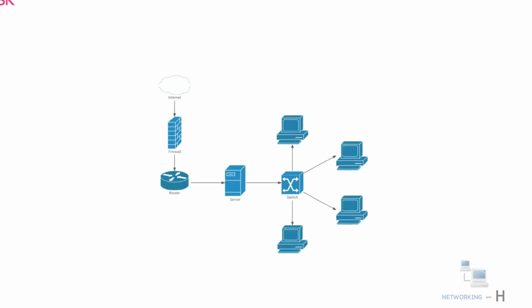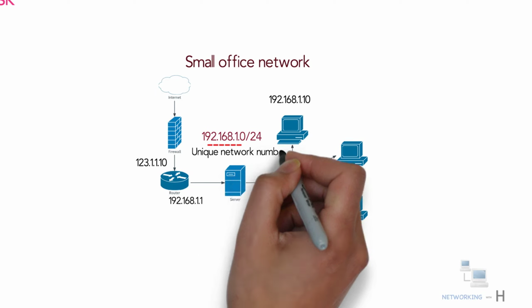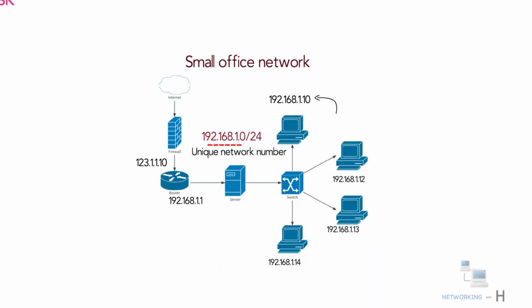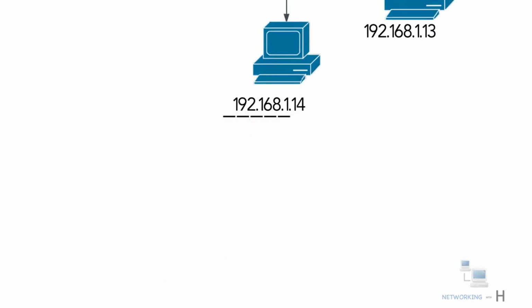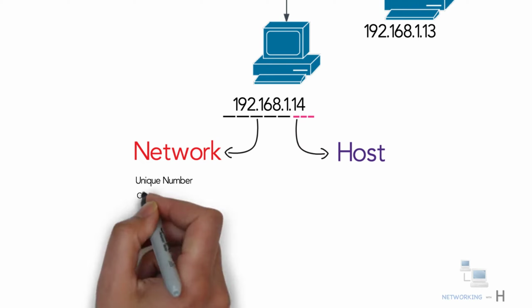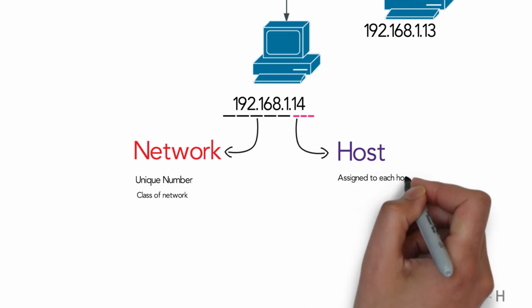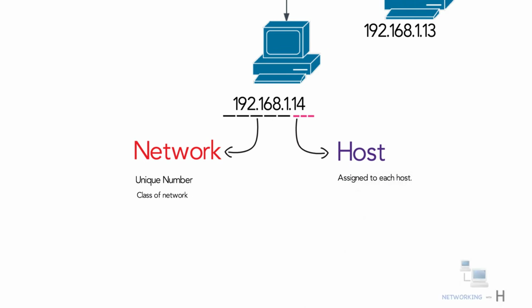Each network running TCP/IP must have a unique network number, and every machine on it must have a unique IP address. The bytes of IP addresses are further classified into two parts: the network part and the host part. The network part specifies the unique number assigned to your network. It also identifies the class of the network assigned. Host part is the part of the IP address that you assign to each host. It uniquely identifies this machine on your network.